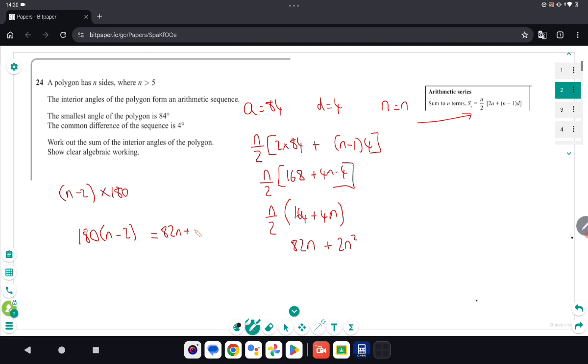And you can see we have a quadratic equation. Let me expand the brackets. It's a quadratic equation, so let's get it equal to 0, bearing in mind I want a positive n squared term. That's minus 180 from both sides. Divide everything by 2.